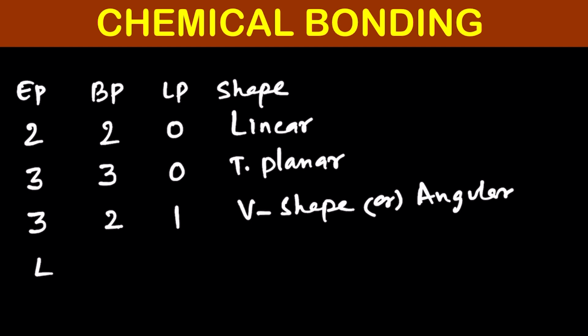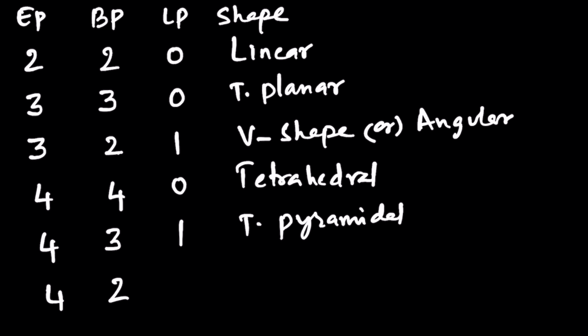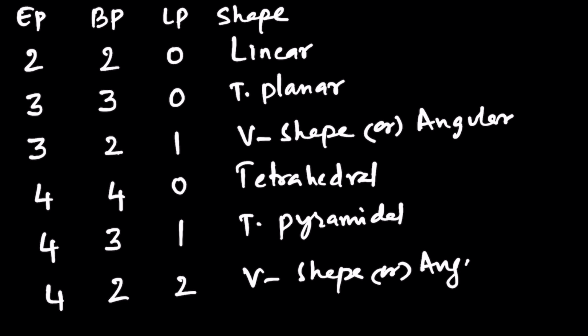If there are four electron pairs and all the four are bond pairs, zero lone pairs, then the shape is tetrahedral. If there are four electron pairs, three bond pairs, one lone pair, then the shape is trigonal pyramidal, or simply pyramidal shape. If there are four electron pairs, two are bond pairs, two are lone pairs, then we call it as V shape or angular shape.